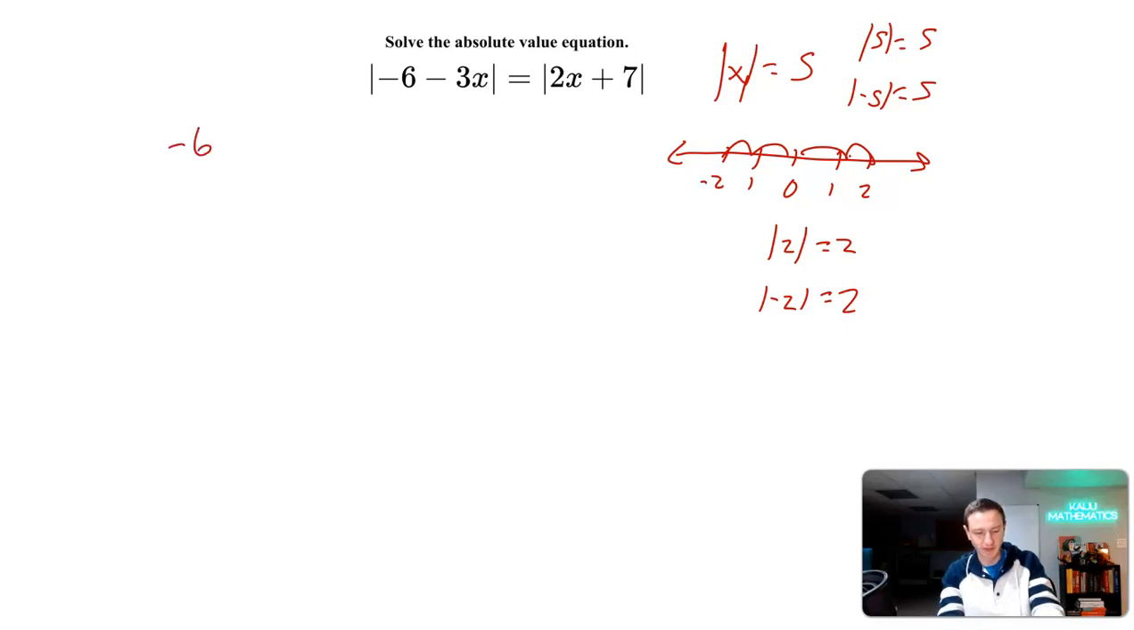We have to set up -6 minus 3x is equal to the positive 2x plus 7. Just like here, how we would say x is equal to 5 and x is equal to -5, because the absolute value of -5 is 5, and the absolute value of 5 was 5. We have to do the same thing, but we have two equations we're going to have to solve. So I have -6 minus 3x is equal to 2x plus 7, and then I also have to set up an equation, -6 minus 3x is equal to negative, and then we take the opposite of that whole term.